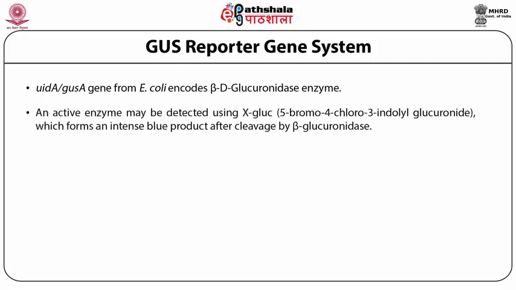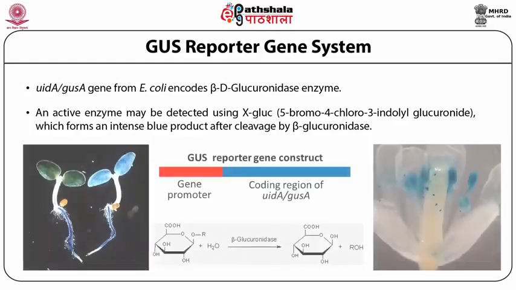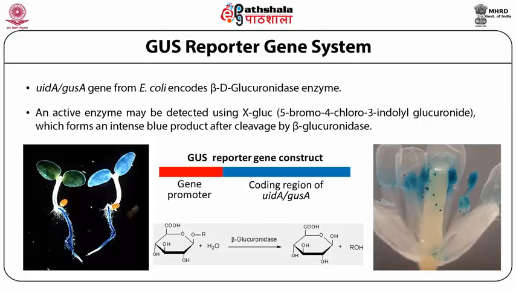This enzyme may be detected by using a compound known as X-gluc, which forms an intense blue product after cleavage by beta-glucuronidase. It's a reaction similar to beta-galactosidase. Here you can see in this picture at the lower bottom, you have plantlets stained blue, which is due to the activity of the GUS gene.